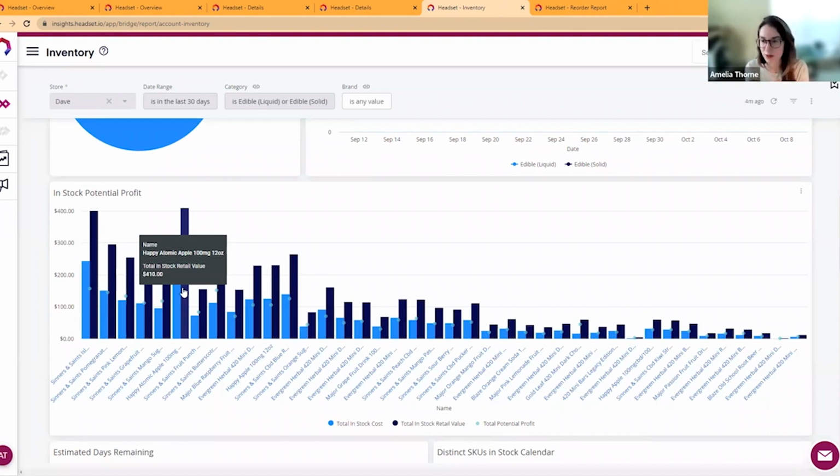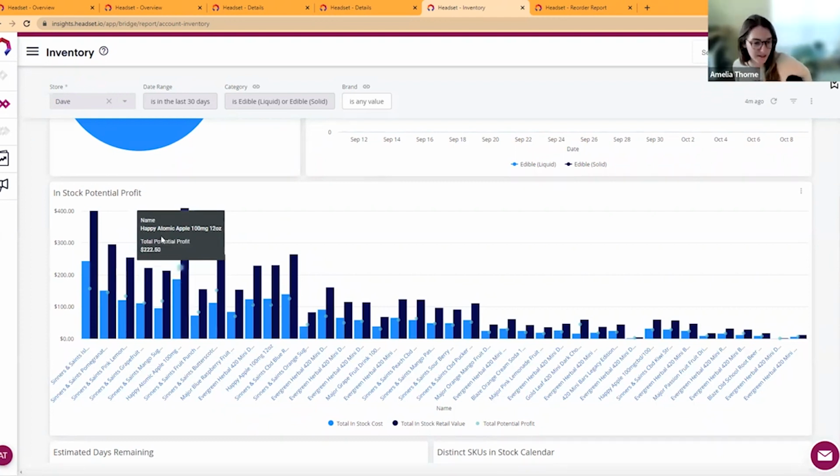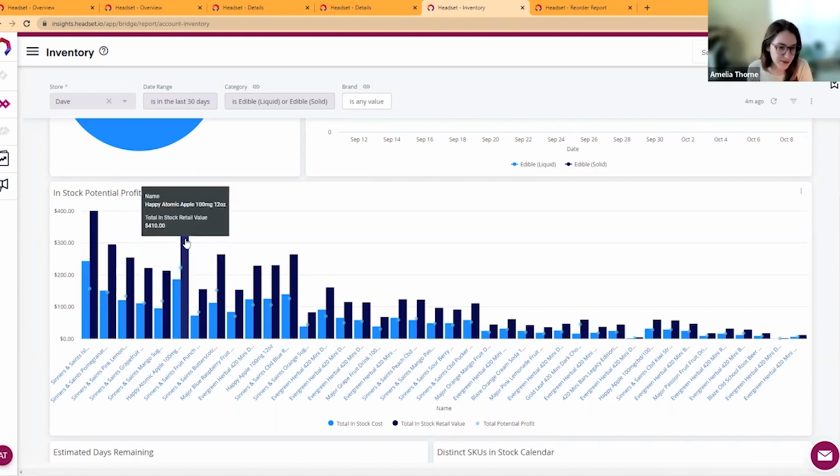Maybe it's females that are really wanting to get their fall on, and they're in the mood for some apple beverage. But anyway, things we can think about with this in-stock potential profit, making sure that we're working together to move these products off the shelf and making sure we're getting that profit instead of having products just sit on the shelves expiring, things like that.